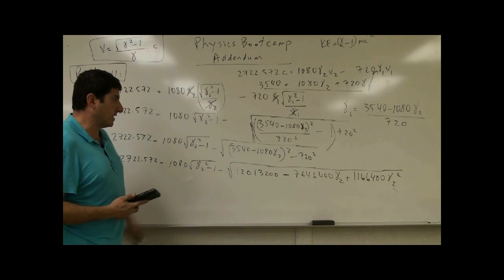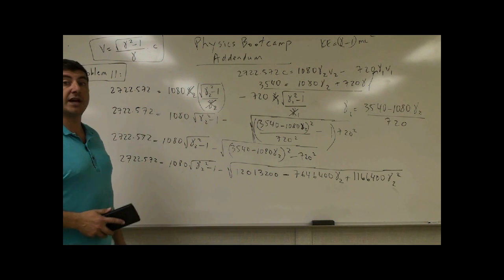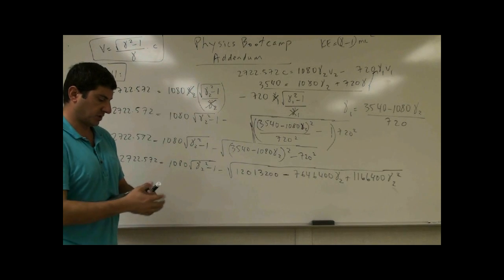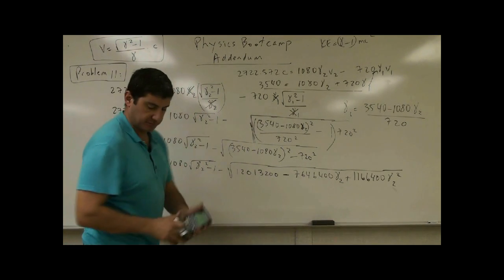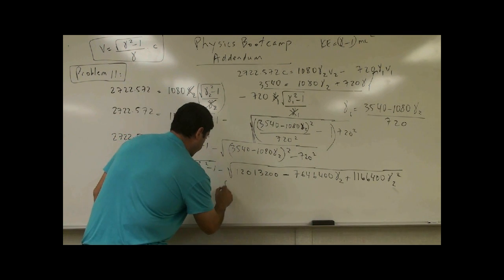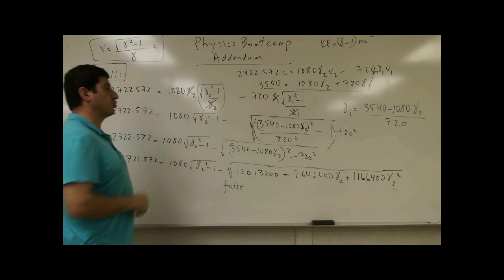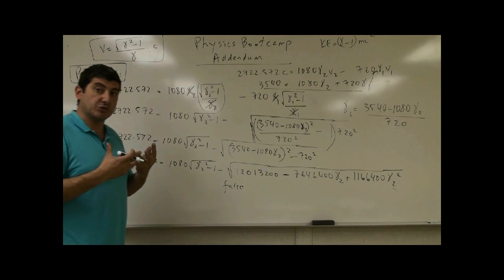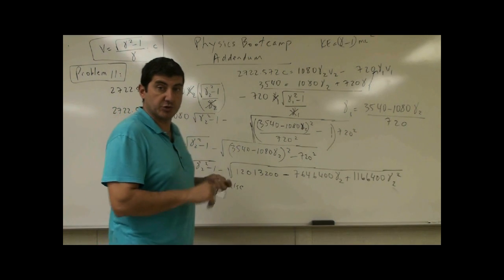When you put this all in, the calculator actually says false, no solution. Okay, so what does that mean? It says false. There's no solution to this equation. So it could mean basically our setup is wrong, or maybe one of our assumptions was wrong.